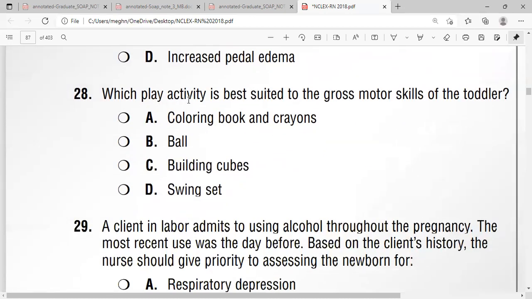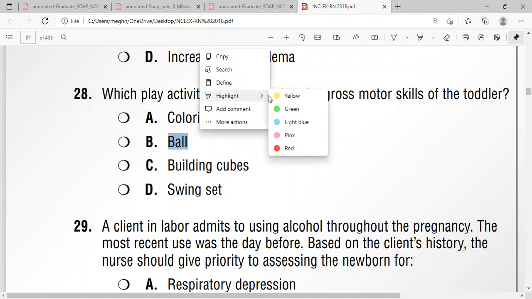Which play activity is best suited to the gross motor skill of the toddler? So number A, coloring book and crayon. Number B, ball. Number C, building cubes. And number D, swing set. So the correct answer is number B, the ball.